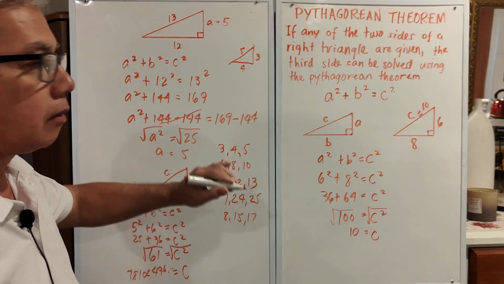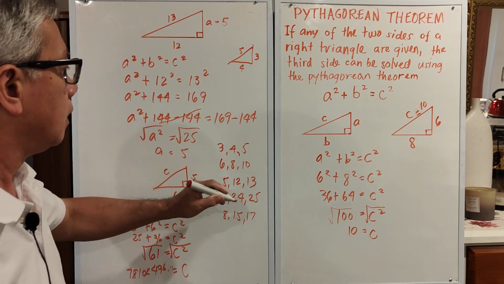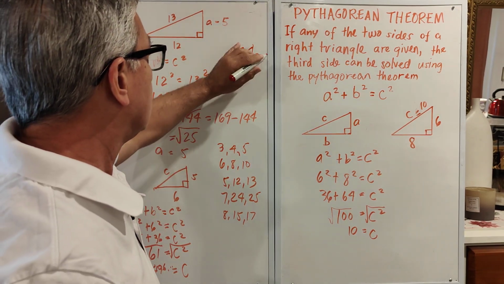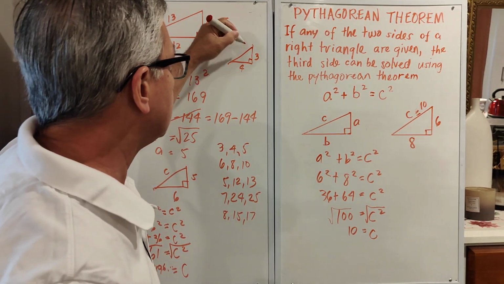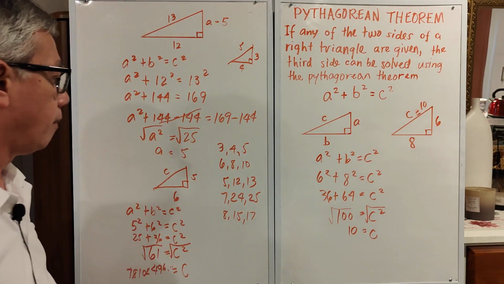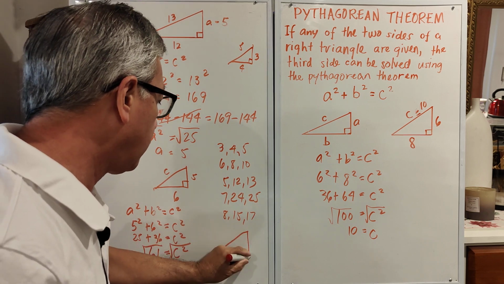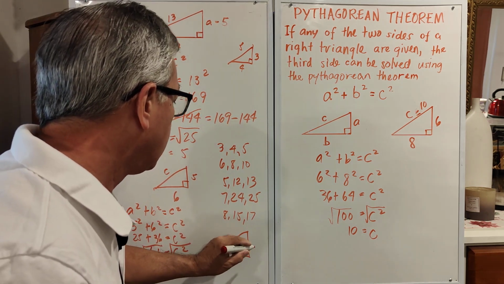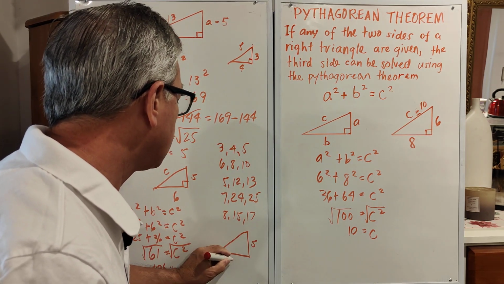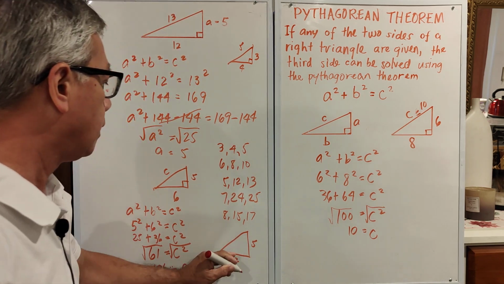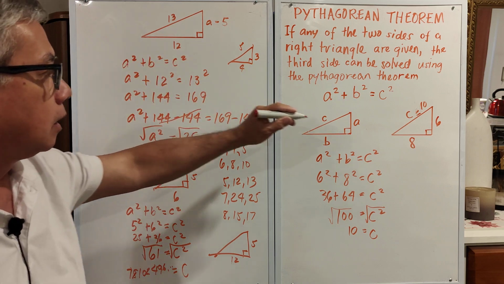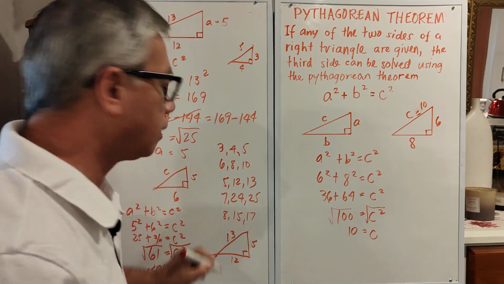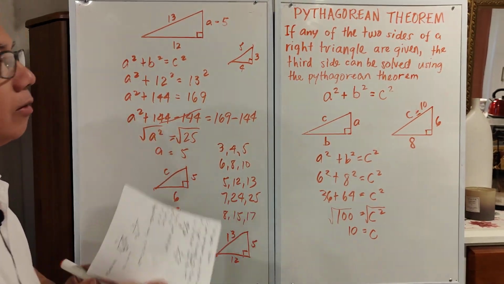So if you see it in your exams, and they give you 3 and 4, this will be 5. Or if they give you an example where this is 5, this is 12, and this is a right triangle, you don't have to use the equation. This will be 13. So that's the Pythagorean theorem.